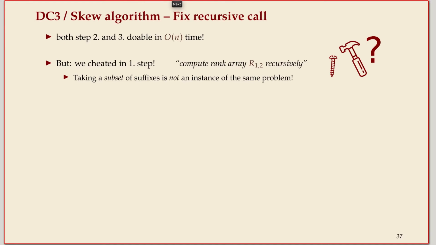Now we left off with this problem in the suffix array construction. We managed to do these two critical steps in linear time, but then step one, there was in a sense a mismatch between the definition of the problem and the instance that we would like to recurse on, that we would like to apply the algorithm recursively on.